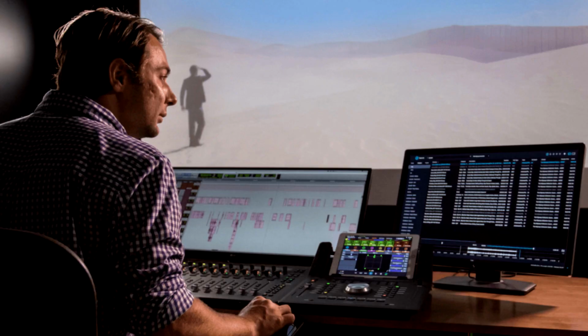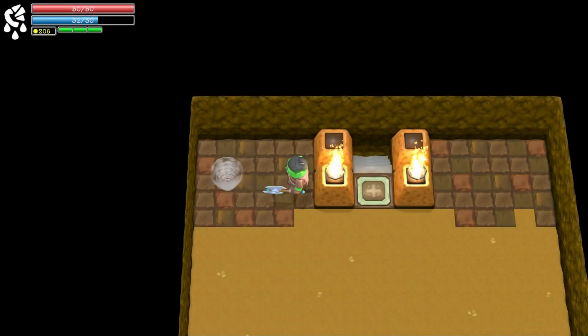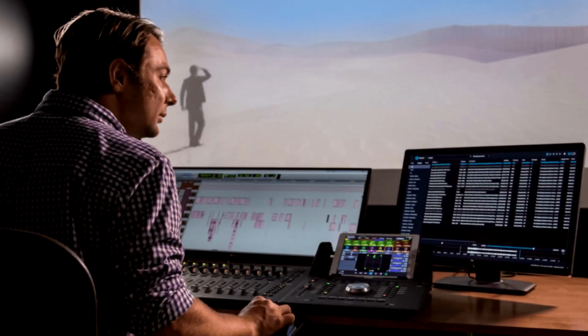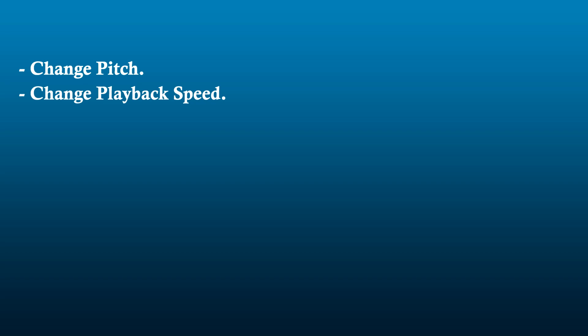Let's have a look at another sound effect. That is just me making a wind sound with my mouth. And again, all I did was change the pitch or the playback speed of the sound. And then I did it differently for the second sound.